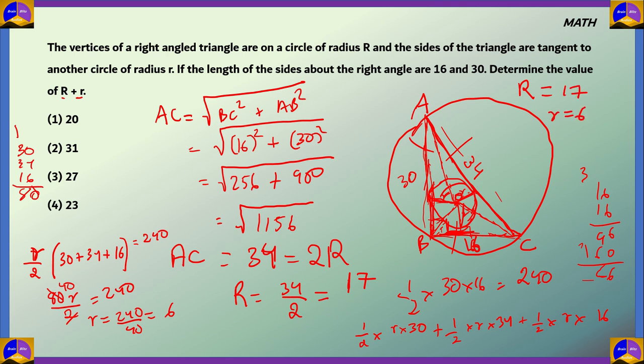We need to find the sum of these. So 17 plus 6, which would be equal to 23. So option 4, 23 is the correct answer for this question.